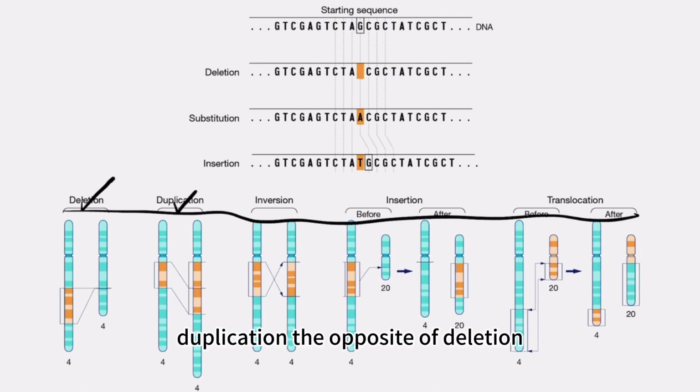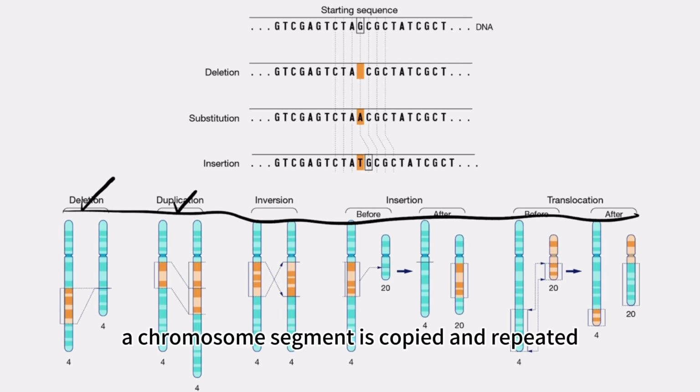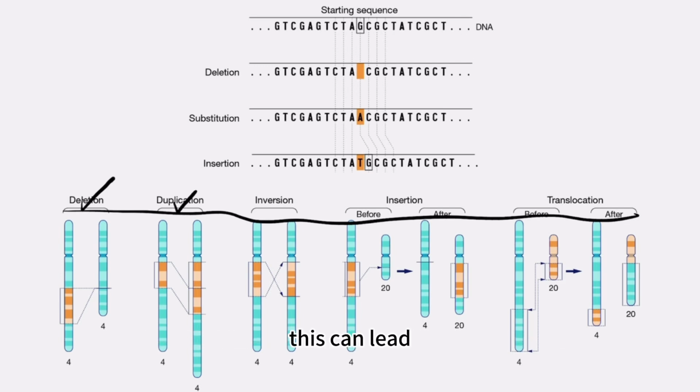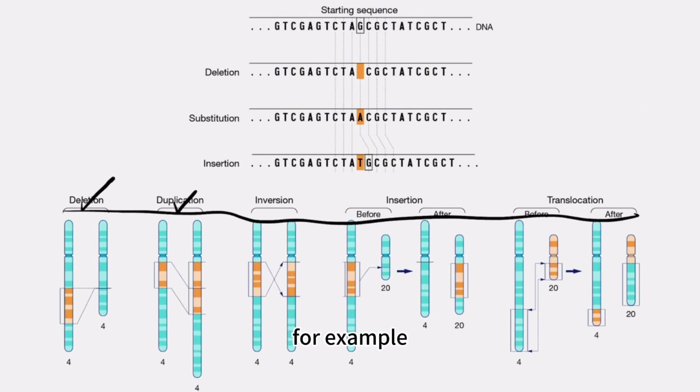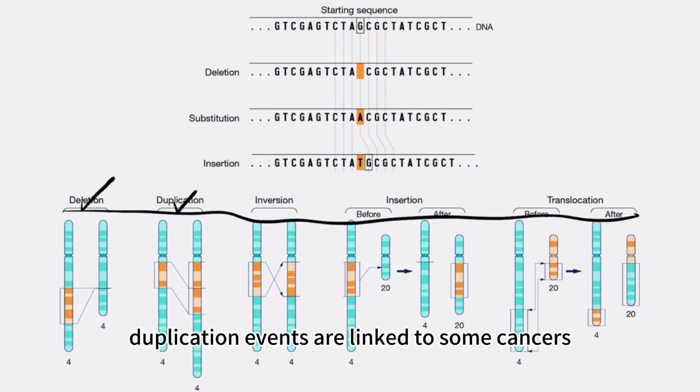Duplication, the opposite of deletion. A chromosome segment is copied and repeated. This can lead to too much of a certain gene being produced. For example, duplication events are linked to some cancers.